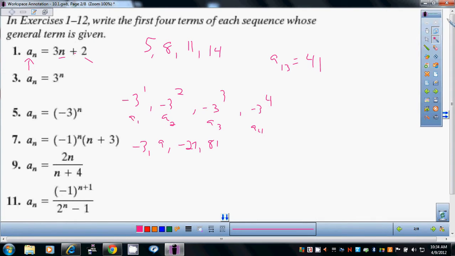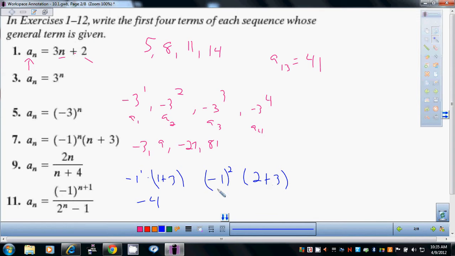Number 7. Who can tell me what my first term would be on number 7? You're right. It would be -4. -1 to the first times 1 plus 3, and that would be -4. The second term on number 7 would be -1 squared times 2 plus 3. So that's +1 times 5. +5. Good.